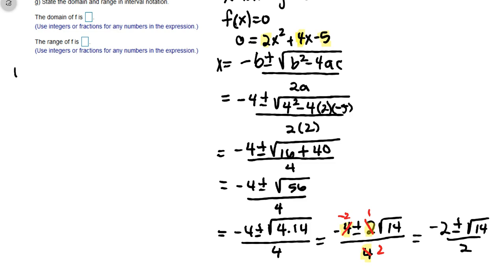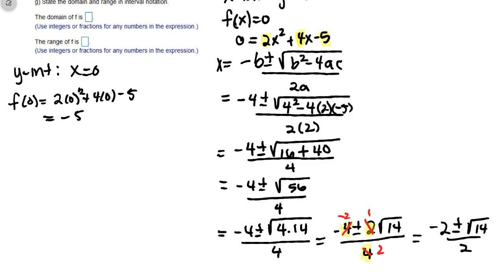The next part wants us to find y-intercepts. We can find a y-intercept by letting x equal 0. So we're substituting a 0 in for x. That gives me 2 times 0 squared plus 4 times 0 minus 5, and that's -5. So we have a y-intercept of -5.